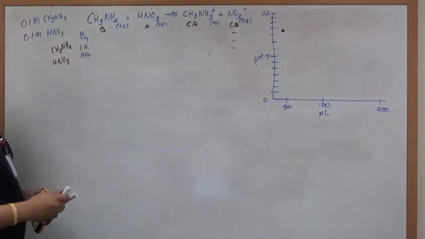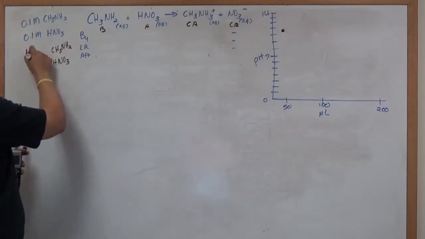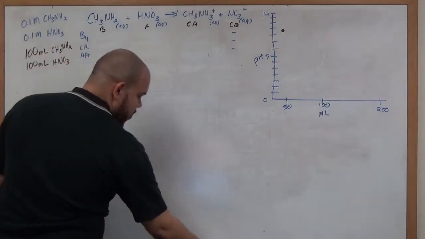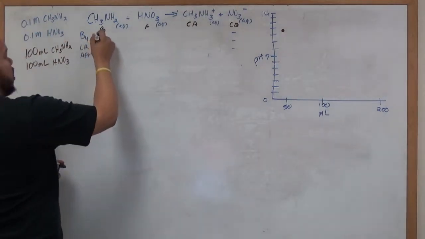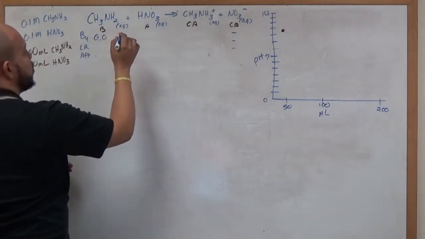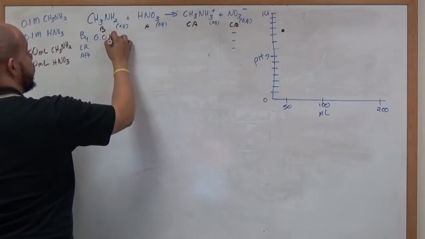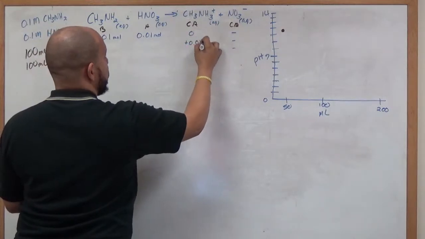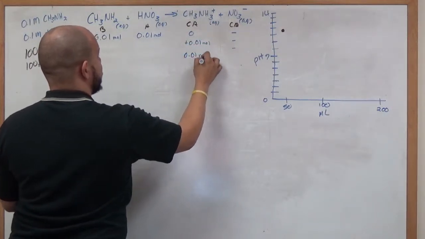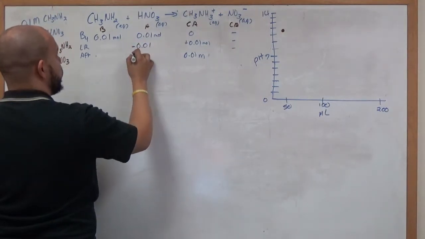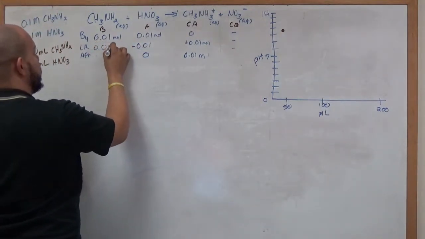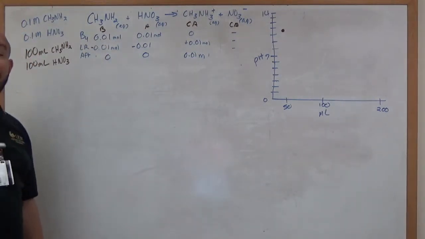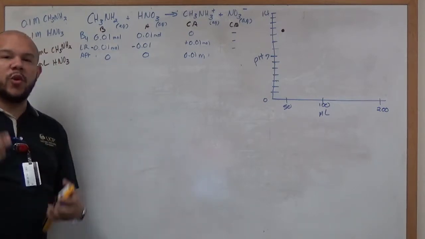Okay. Now we're talking about at equivalence. So at equivalence, we're dealing with 100 milliliters of both. That means, as far as the moles are concerned, we're dealing with 0.01 moles, 0.01 moles. We don't have any plus 0.01 moles, 0.01 moles at the end. 0.01 is what we're using up, and we have none of our reactants, none of our analyte or titrant. We have reached equivalence where the number of moles are equal.